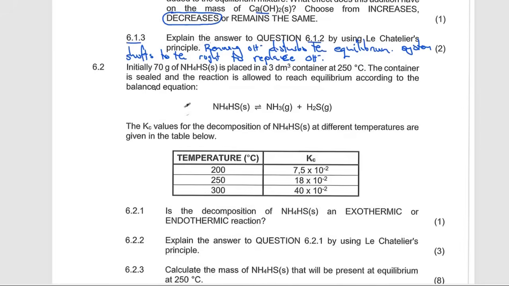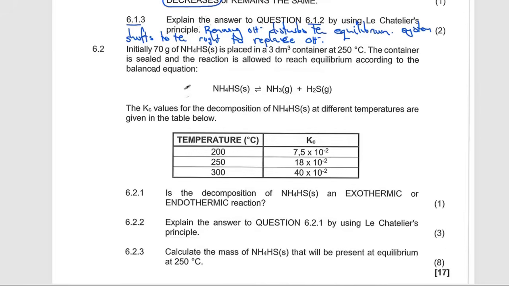Then 6.2 reads: initially 70 grams. So we started with 70 grams of NH4HS solid placed in a 3 dm cubed container at 250 degrees Celsius. The container is sealed, so it's a closed system, and the reaction is allowed to reach equilibrium according to the balanced equation. So this is our balanced equation there.